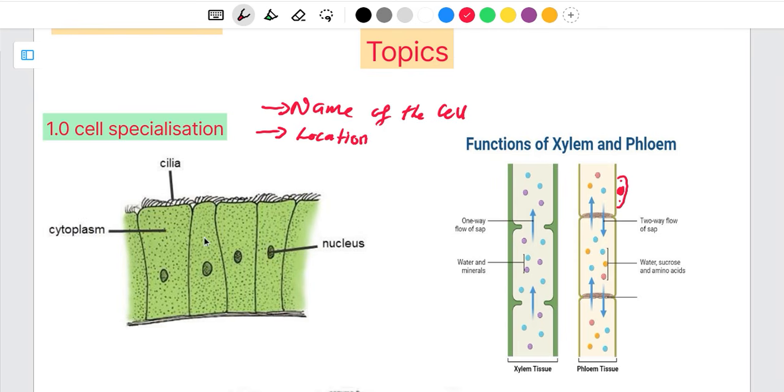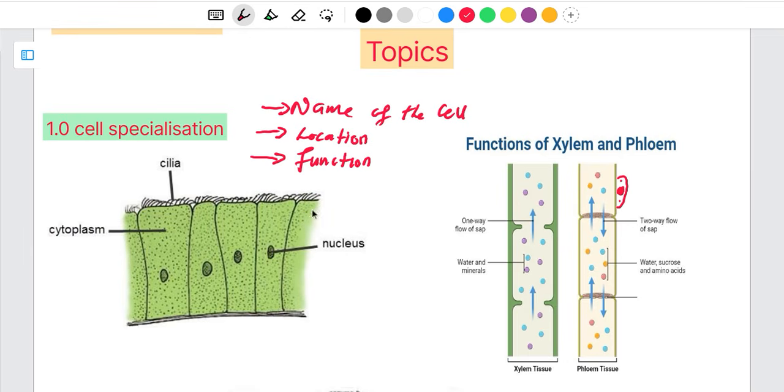For example, this one is found in the lining of the respiratory tract, as well as in the lining of the oviduct or fallopian tube. These two are found in the vascular bundles. Apart from knowing the location, you have to know the function, which is very, very important. I've talked about the functions of these. The function of this one depends on the location. If it is in the respiratory tract, it sweeps out mucus containing dust particles. If it is found in the fallopian tube, it is going to move a fertilized egg, or just an egg, toward the uterus.